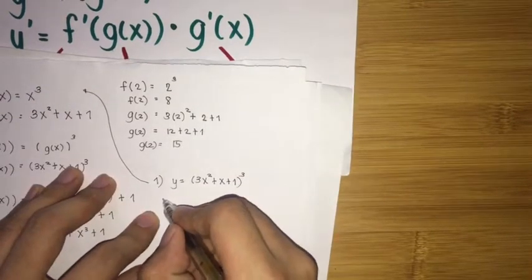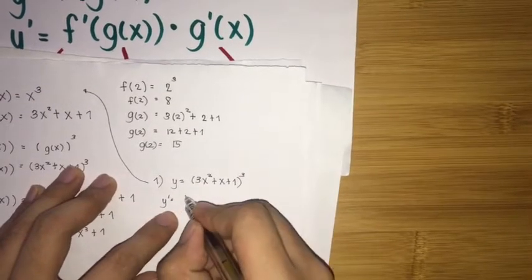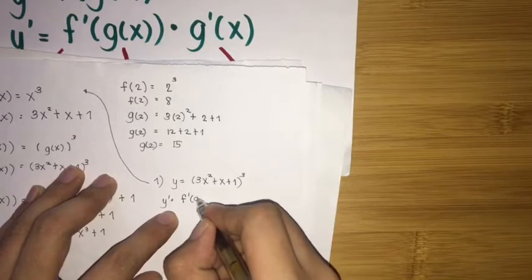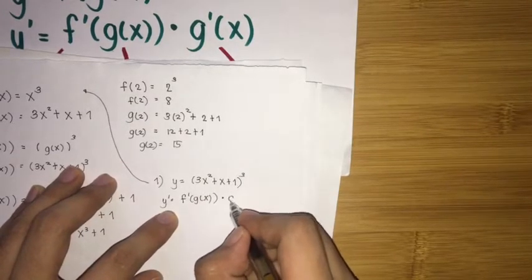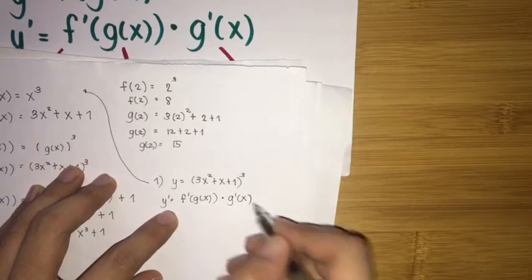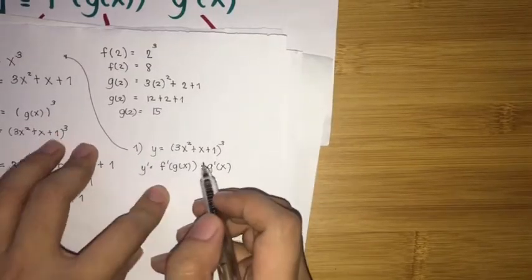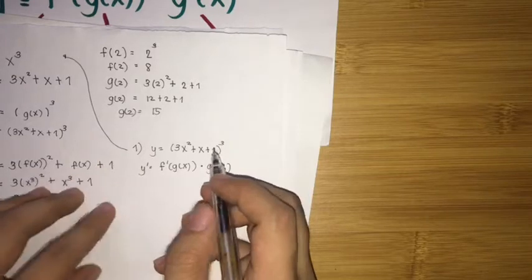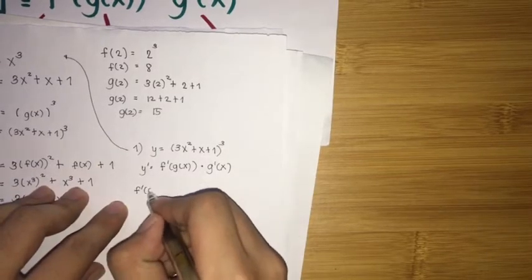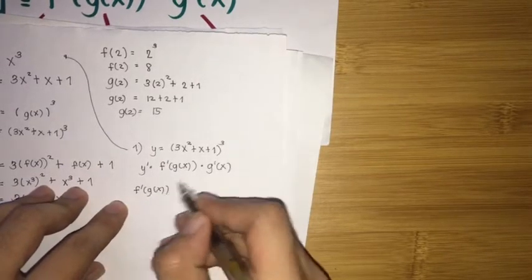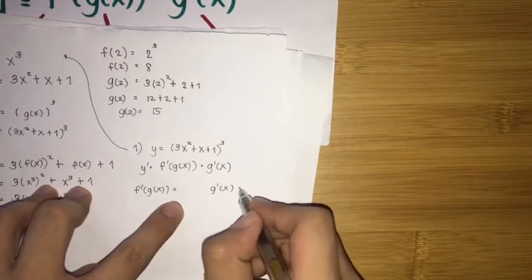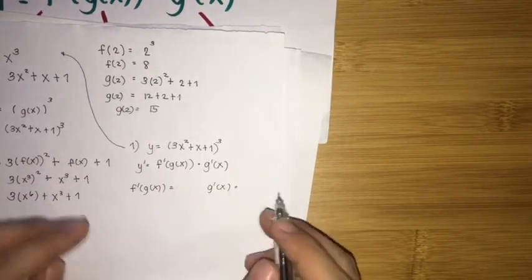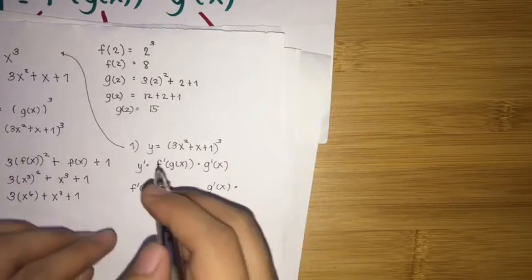So, ibig sabihin ang y prime ay f prime of g of x times g prime of x. So, hanapin lang natin yung f prime of g of x, tsaka g prime of x. Then, multiply natin sila. And yun na yung sagot natin sa derivative.